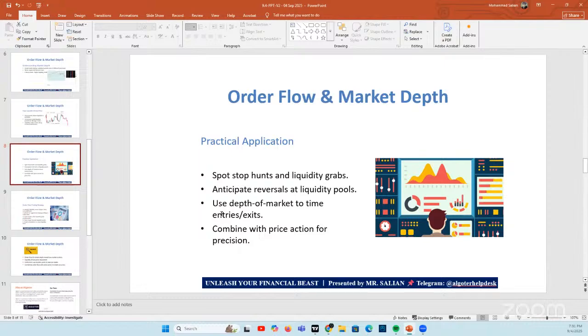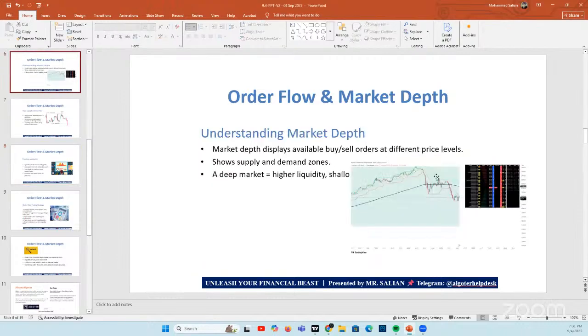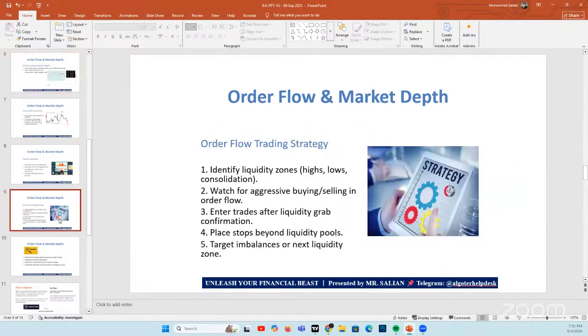Use depth of market to time entries and exits. So with that example, you are below the 200, you are below the 50, and this depth of market is giving you this data that more sellers are there at that price. They are bidding on that price to sell, not to buy. So that's why it gives you that data. So that's it, my friends.